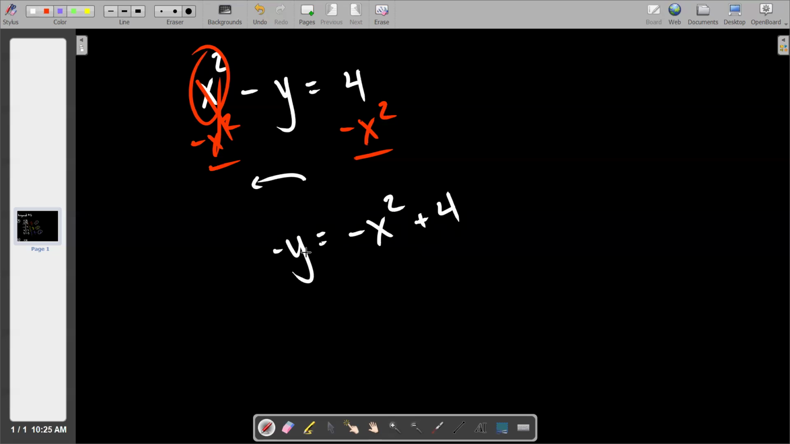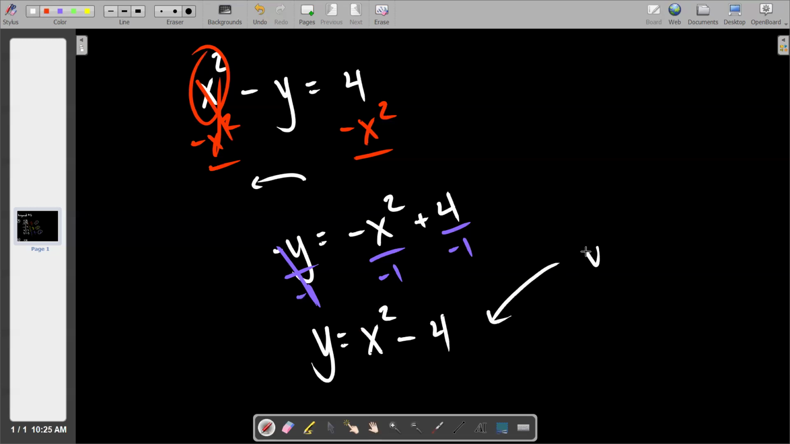We've seen this before where the variable we want to solve for has a negative attached to it, and we know what to do. We just divide by -1 like this. Now, what's going to happen is we're going to have our final answer. We're going to say y equals positive x squared, and then the plus 4 changes to -4.